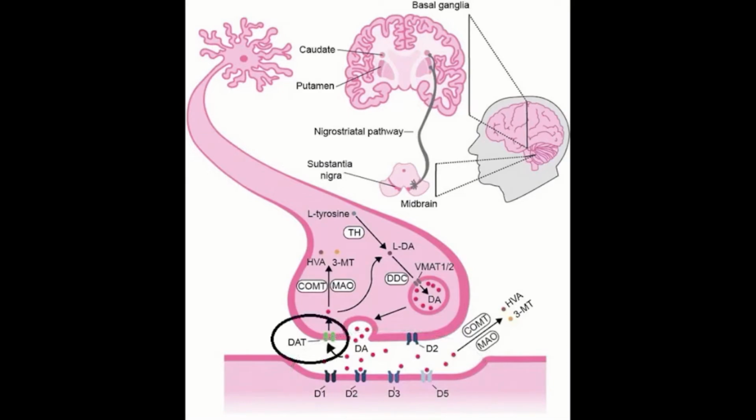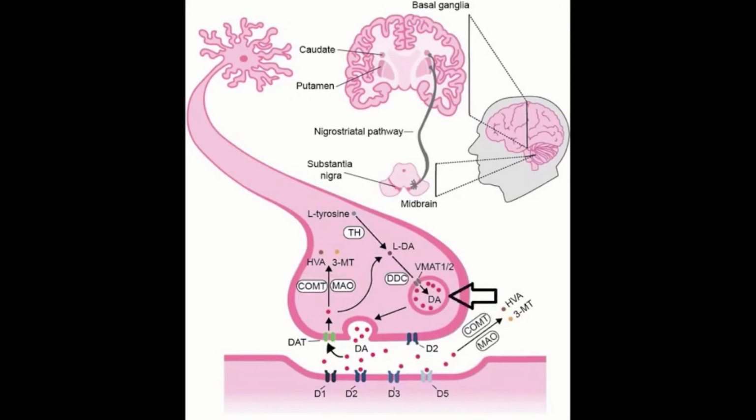This one labeled DAT is the reuptake channel. Its full name is dopamine transporter and it pumps released dopamine back into the neuron. COMT and MAO are enzymes that break down dopamine. HVA and 3-MT are metabolites of dopamine. These are the pieces that the enzymes broke dopamine into. The body usually gets rid of neurotransmitters in the synaptic cleft either by reuptake or breaking them down. Sometimes neurotransmitters can diffuse away and become too dilute to have an effect.